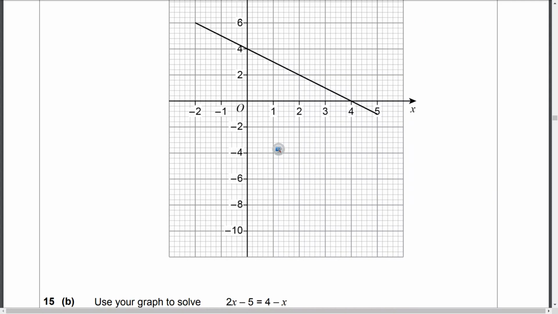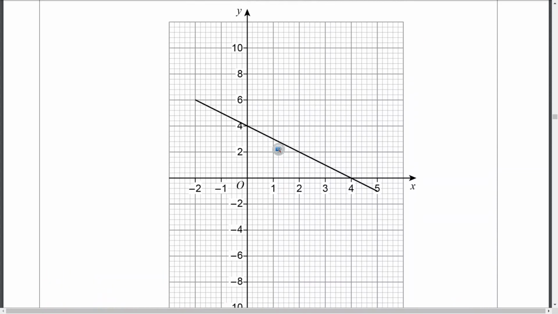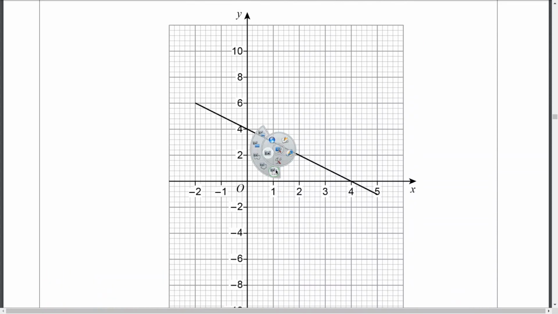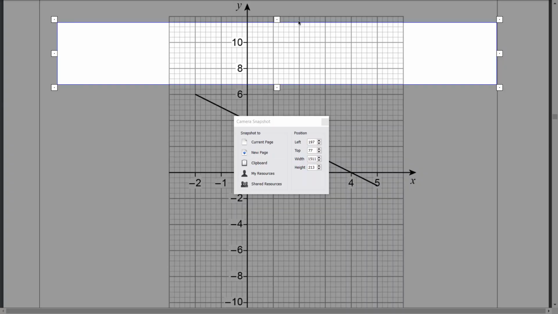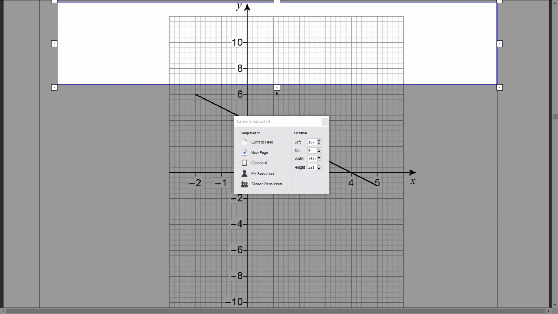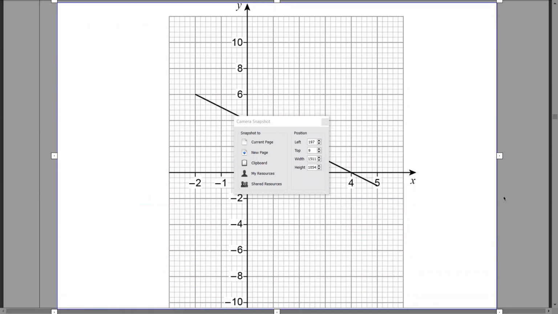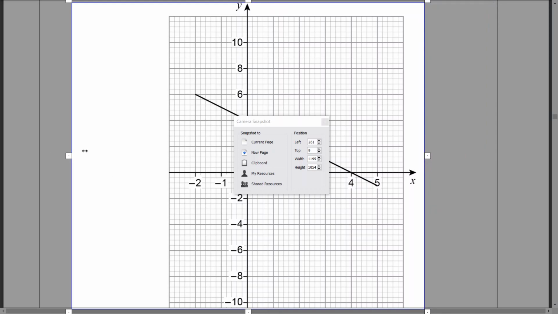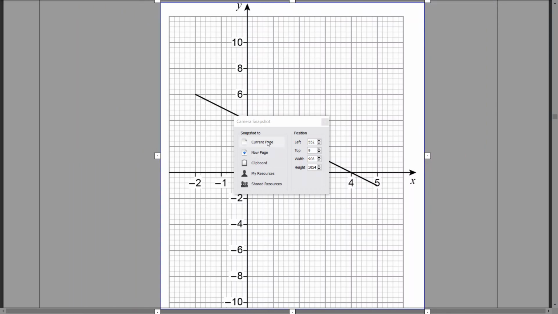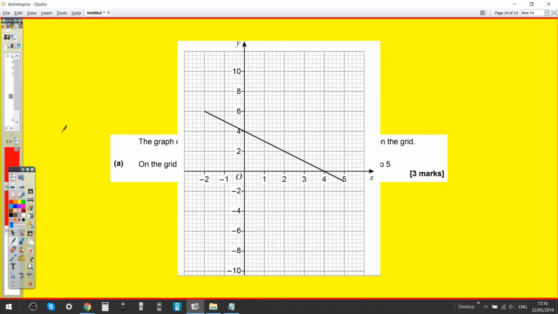Okay, this one. Hang on. Let's make it fit. There we go. Okay.